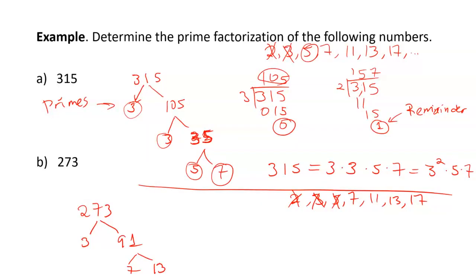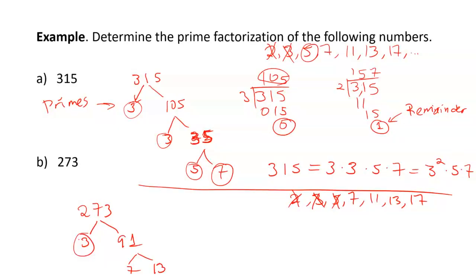In the previous example, I stopped at 7 because 7 is already a prime, so I cannot split it anymore. And similarly, 13 is a prime number itself, so that's the end of this tree. I cannot go any further.